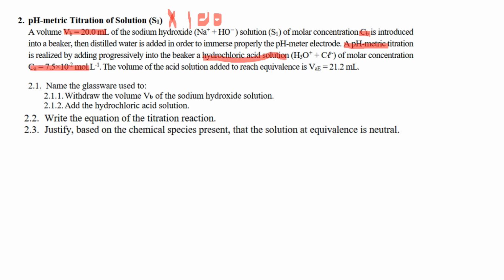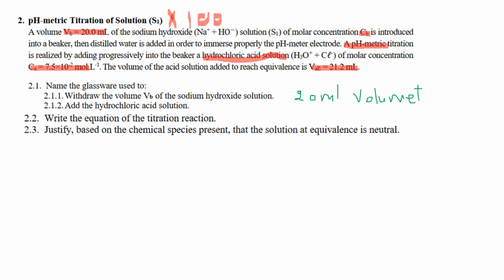We have the concentration of the acid, and we have the volume that we are adding, the volume of equivalence. In these three parts of the question, this is general knowledge about the acid-base titration. In this question, first they are asking us to name the glassware used to withdraw the volume VB of sodium hydroxide solution. This volume is equal to 20 milliliters, and it has to be precise. So to take out a precise volume, we can use a 20 milliliter graduated or a volumetric pipette. I prefer to use the volumetric pipette.